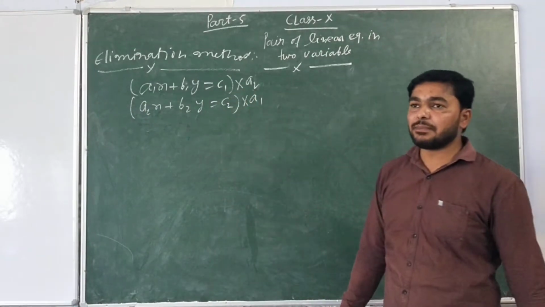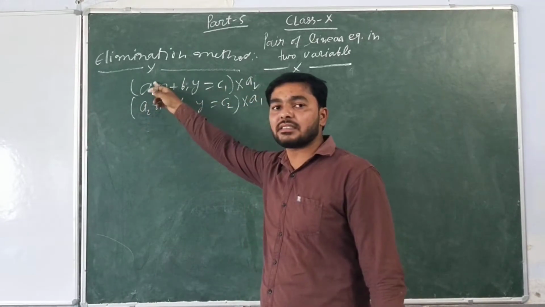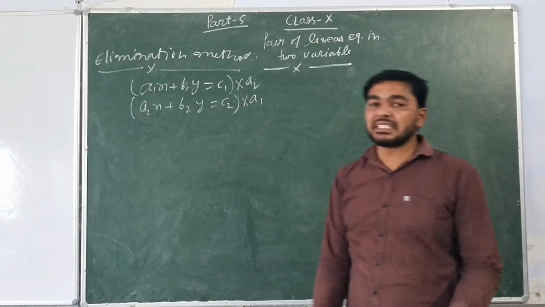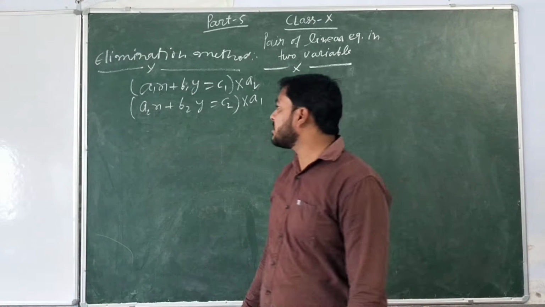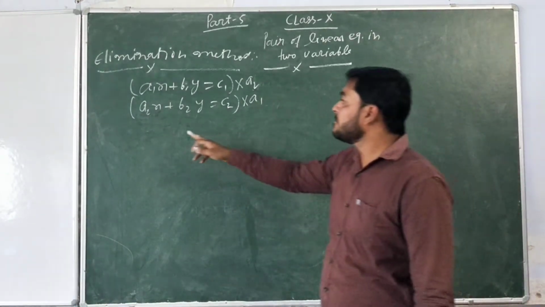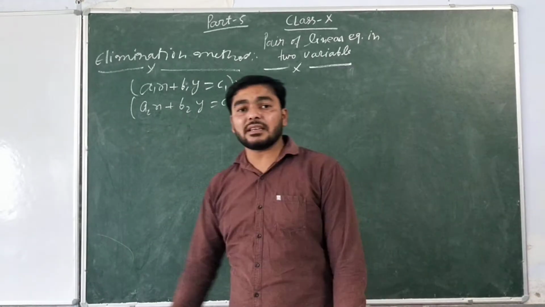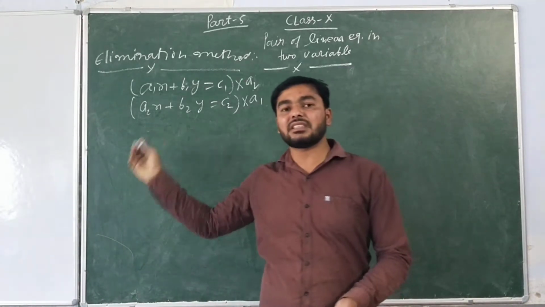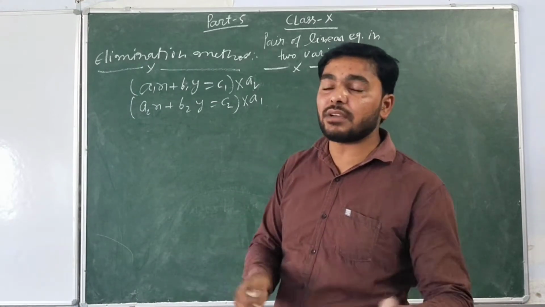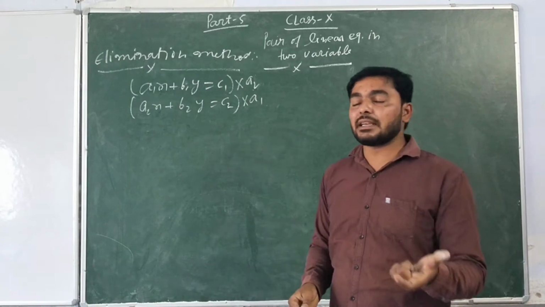When you multiply the first equation by a2, you will get a1 a2 x. Here the coefficient is a1 a2. Now in the second equation, if you multiply the complete equation by a1, you will get a2 a1 x. This means the x coefficients are the same in both equations. In the first equation it is a1 a2 x, in the second equation it is a2 a1 x, so the coefficient of x is the same in both.